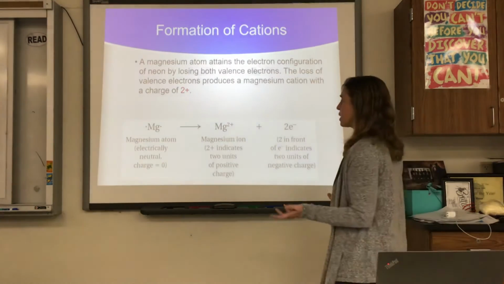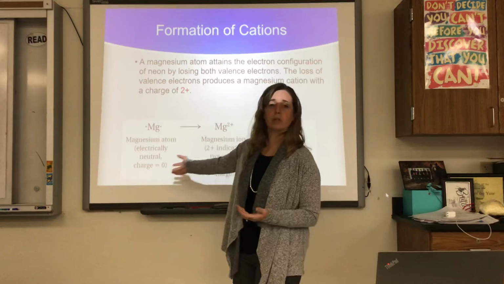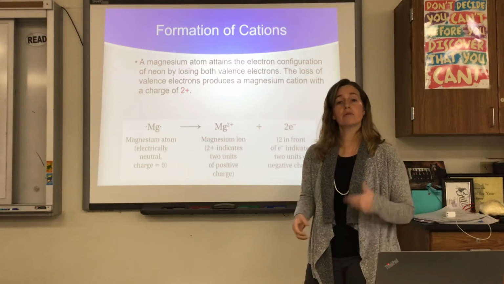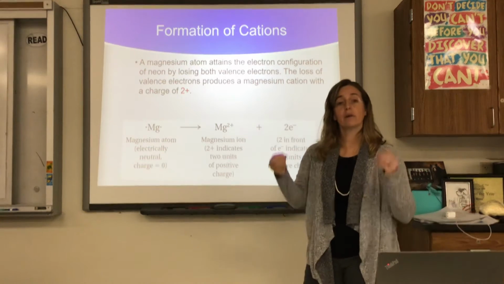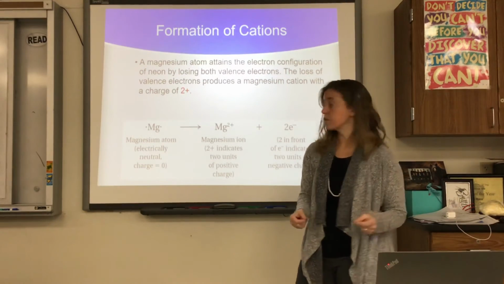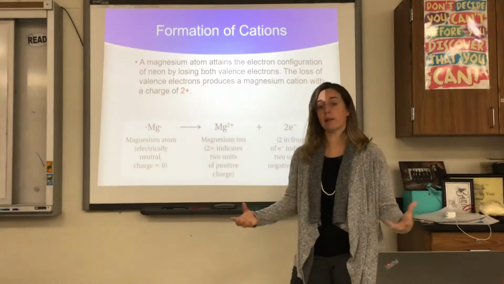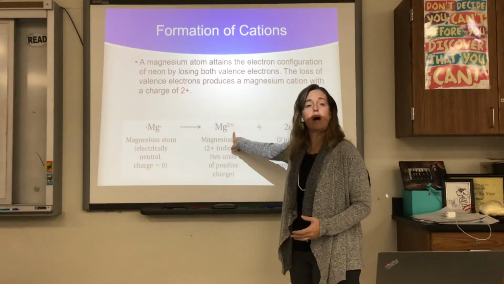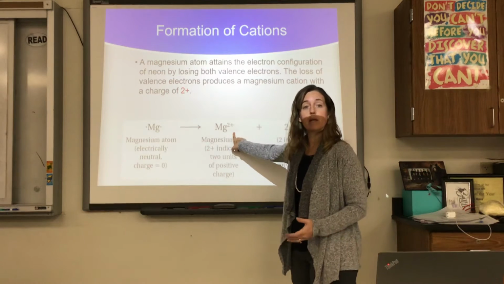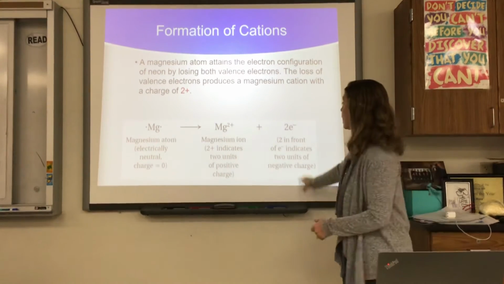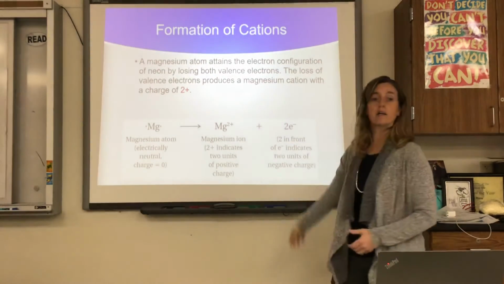Now, what if we had magnesium? Magnesium is in group 2, so it has 2 valence electrons. So when these metals try to achieve stability, they're going to lose all of their valence electrons. So magnesium has 2 valence electrons, so it's going to lose both of its electrons, and it's going to become a positive 2, meaning that it has 2 fewer electrons than it does protons, okay? Those electrons are going to go and find a nonmetal.